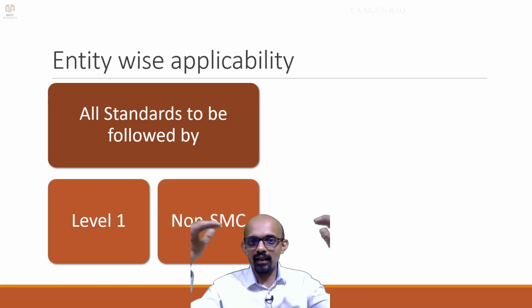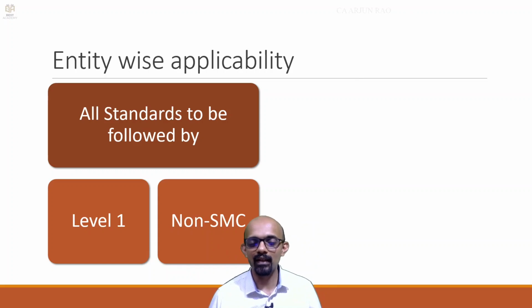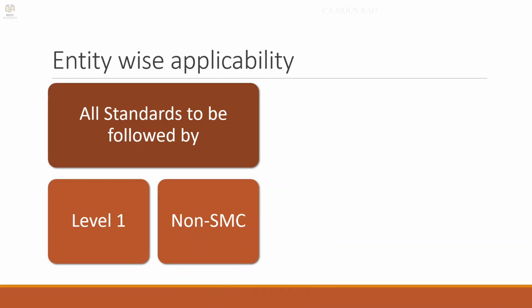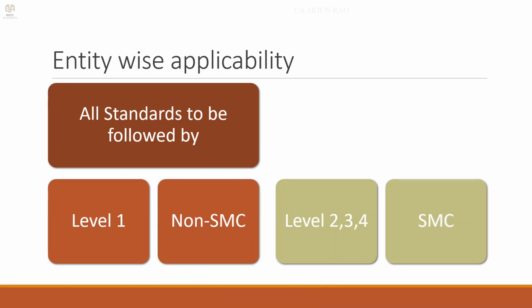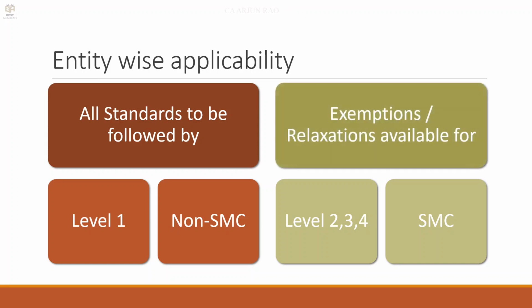The entities below, that is levels 2, 3, 4 in the case of non-corporates and SMCs in the case of corporates, they need not follow all the standards. Some standards are totally exempt, they need not follow them at all. We call them exemptions, and some standards are applicable, but some relaxations are available, right?